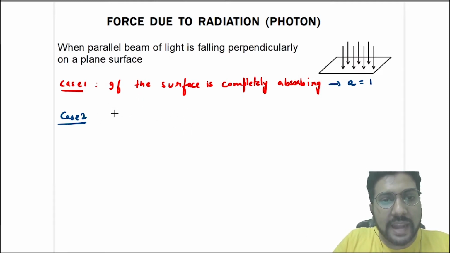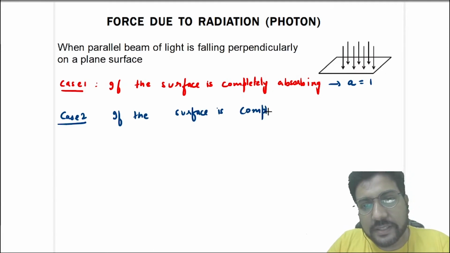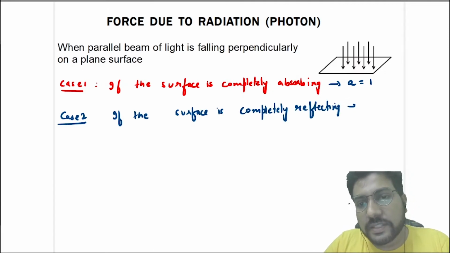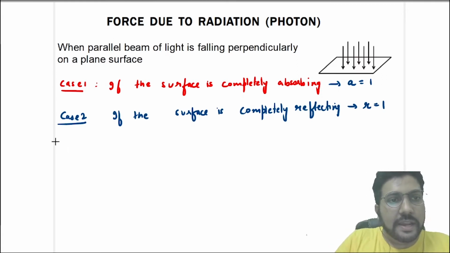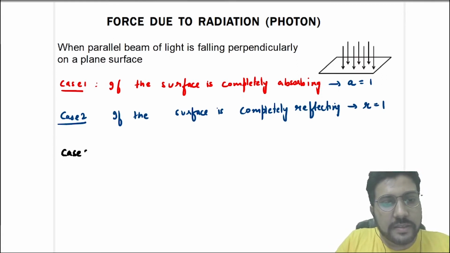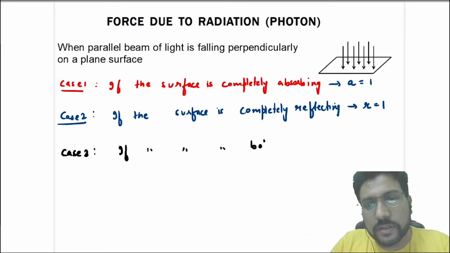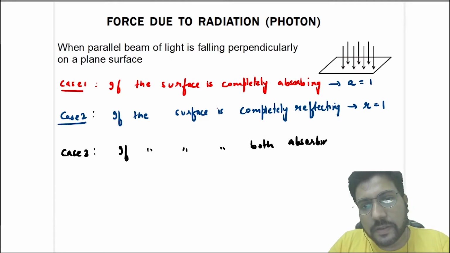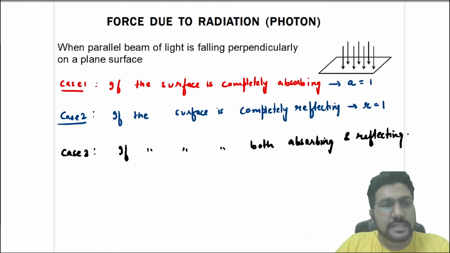And case 2 is if the surface is completely reflecting. In this case you will say that R is equal to 1. And case 3 is if the surface is both absorbing and reflecting. We'll look at all these 3 cases together.